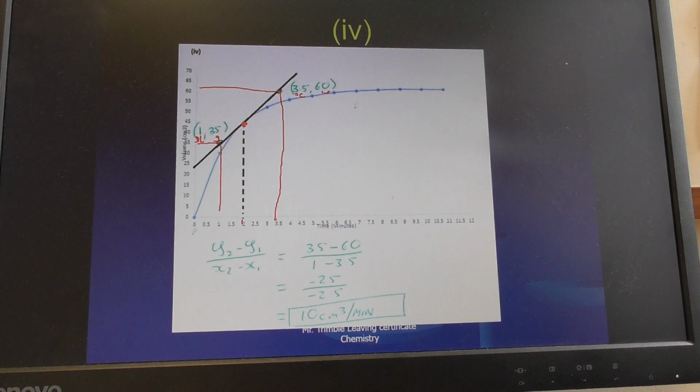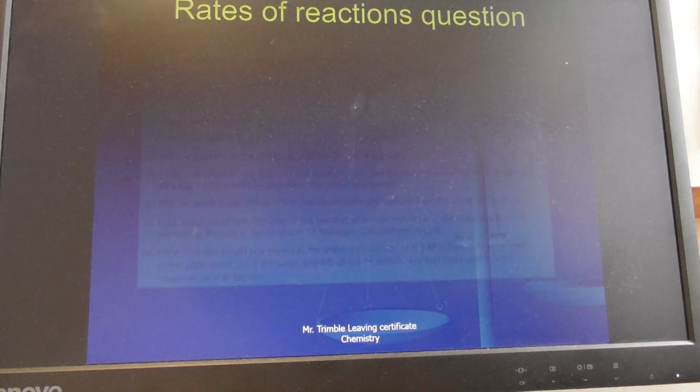That's just simple coordinate geometry, y2 minus y1 over x2 minus x1. Then you could call this x1 y1 and x2 y2, and you do a bit of that maths at junior level as well. Just find the slope, 35 minus 60 over 1 minus 3.5. That obviously comes to minus 25. Subtracting the two of those comes to minus 2.5. Minus and minus is positive, and 2.5 into 25 is 10 centimeters cubed per minute, and that brings us to the end of that one.